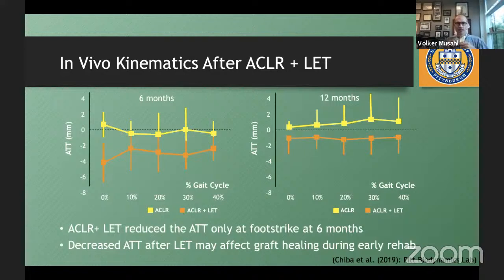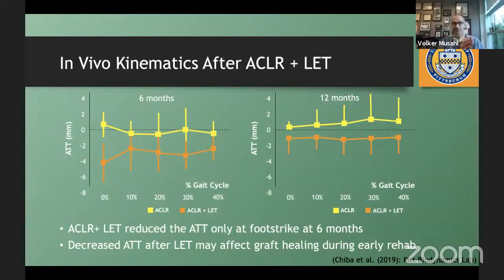So focus on the image on the left first, don't look at the 12 months. This shows anterior translation during downhill running. This is the percent of gait cycle on the x-axis. The yellow bar is an isolated ACL reconstruction, which you see normalized to this black dotted line, which is basically like the contralateral knee. So it's a really nice result. If you add the tenodesis in orange, you can see that the knee is significantly more posteriorly translated. The contact point is more posterior. The translation is, if you will, slightly over tightened.